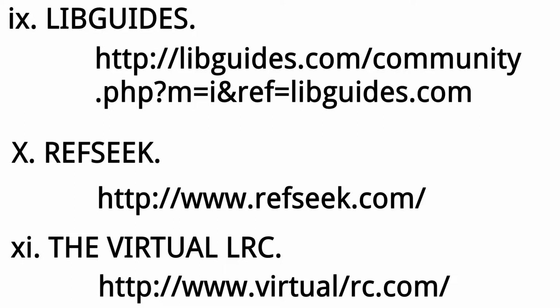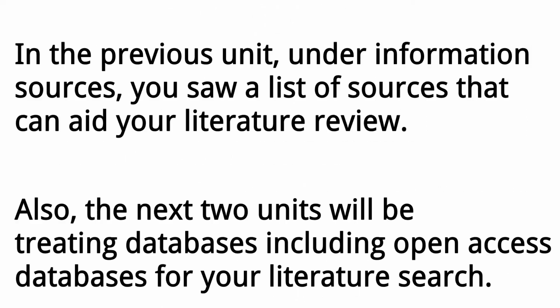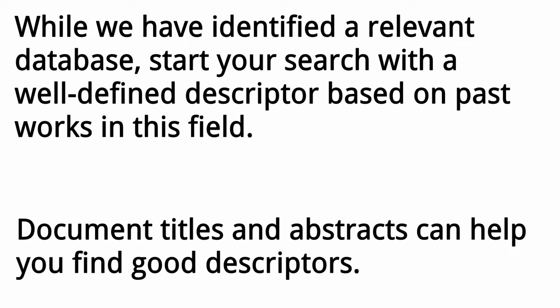In the previous unit, under Information Sources, you saw a list of sources that can aid your literature review. Also, the next two units will be treating databases, including open access databases for your literature search. While we have identified a relevant database, start your search with a well-defined descriptor based on past works in this field. Document titles and abstracts can help you find good descriptors.